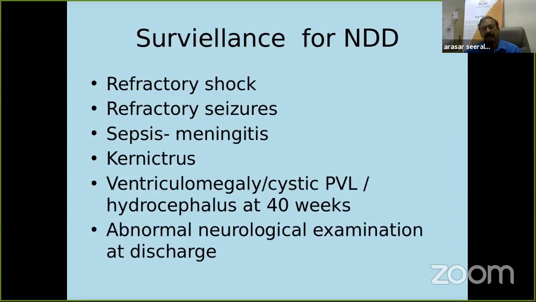There are certain factors that we see in the neonatal units that warrant surveillance later. A refractory shock, refractory seizures, a baby that has been treated for prolonged sepsis and meningitis, a baby that has had high bilirubin and gone in for kernicterus, any baby, especially preterm, that has shown ventriculomegaly, cystic periventricular leukomalacia, hydrocephalus, or an abnormal neurological examination at birth. These are babies probably vulnerable for neurological disability.